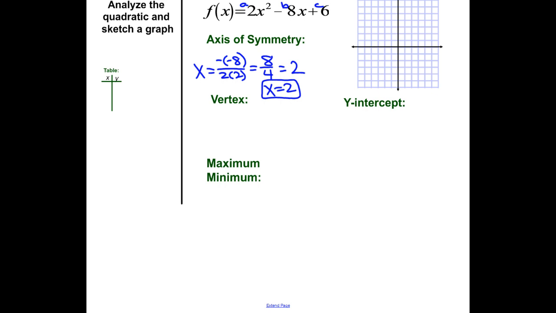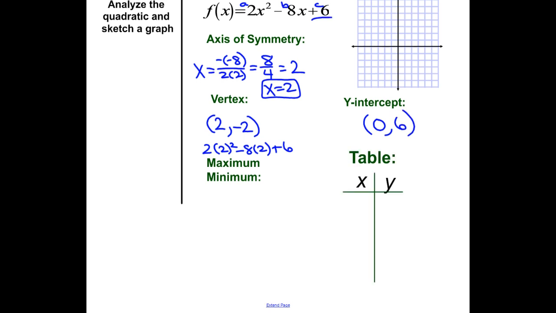All right, so to figure out our vertex, remember, we take that 2, that's our x value, and we plug it into our equation. So 2 times 2 squared minus 8 times 2 plus 6. You can plug that into our calculator, whatever you need to do. But you'll get 8 minus 16, which is negative 8, plus 6 is negative 2. So our vertex is at 2, negative 2. We also know our y-intercept is 0, 6 because of our last number there.